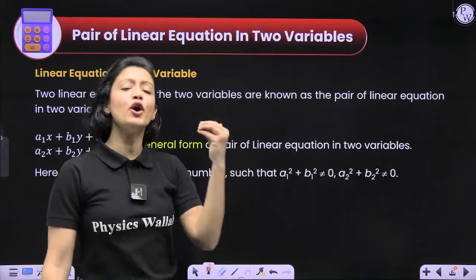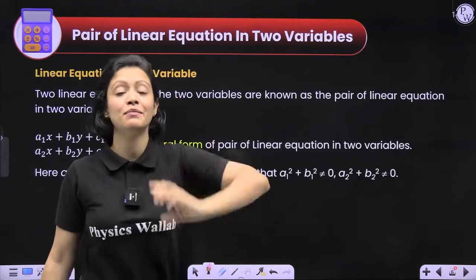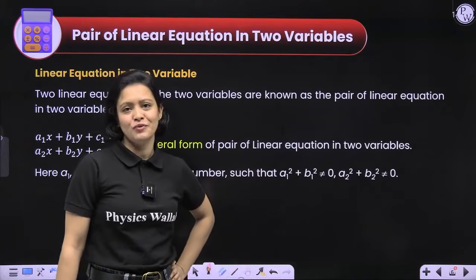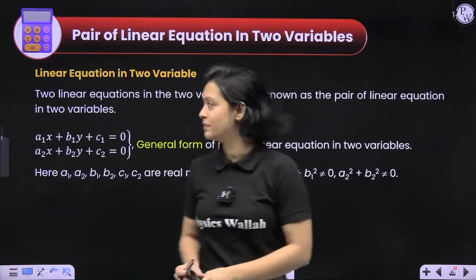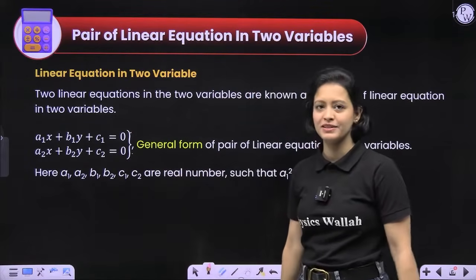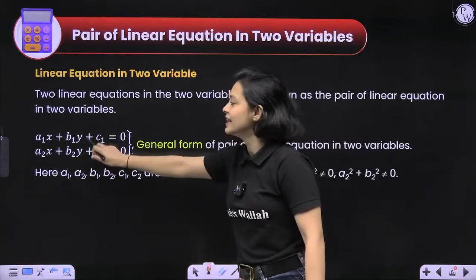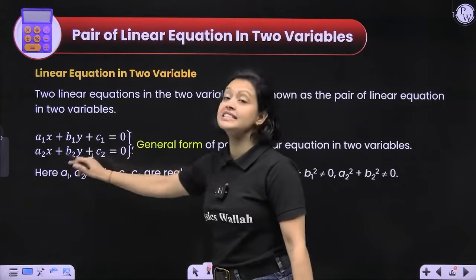Okay, so what do you mean by pair of linear equations in two variables or simultaneous linear equations in two variables? So basically, when we have a pair of linear equations in two variables, that means we have two linear equations in two variables, right? So you can see here there are two linear equations in two variables that are written, and both of these are written in standard form.